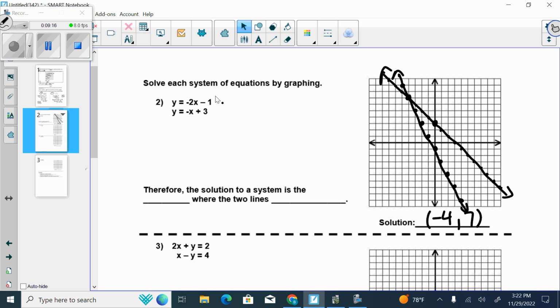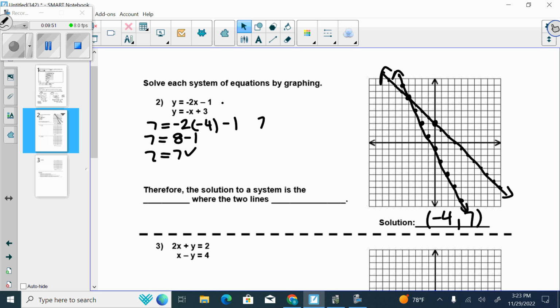Okay? If you wanted to check it, just like we were doing the ones on the front, you would just plug in the negative 4 for x and the 7 for y. So in place of y, we would have 7 is equal to negative 2 times, replace the x with negative 4, minus 1. Well, what is negative 2 times negative 4? Positive 8, good. So I'd have 8 minus 1. What is 8 minus 1? Okay, so it works, right? 7 equals 7. And then you could check it in the other equation as well.